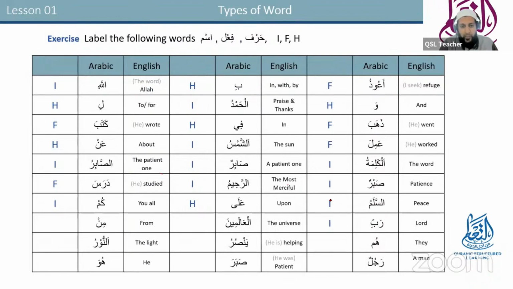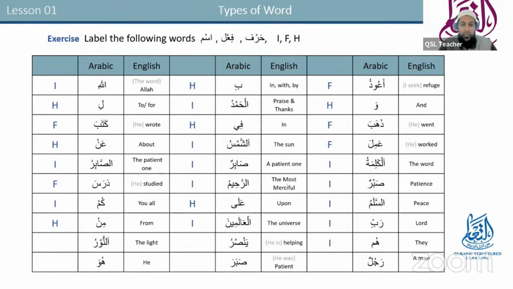Al-alamina, it means the universe. So you can see the part al makes it the, and that makes it an ism category. Min, it's a harf. Hum, as I said, they is a pronoun. All pronouns are an ism category.